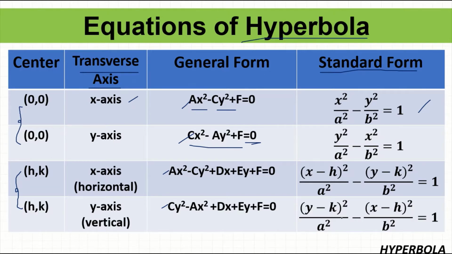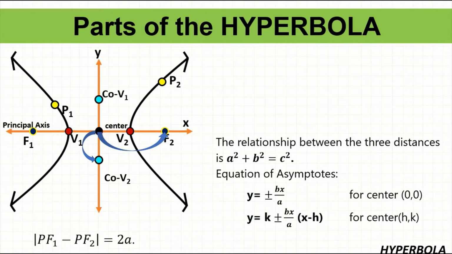And whatever variable is in that numerator will serve as the transverse axis of the hyperbola. Okay, the same goes for the last standard form. We have quantity y minus k squared over a squared minus quantity x minus h squared over b squared equals 1. The positive term or the positive fraction here is quantity y minus k squared over a squared. So, this means our transverse axis is on the y-axis.